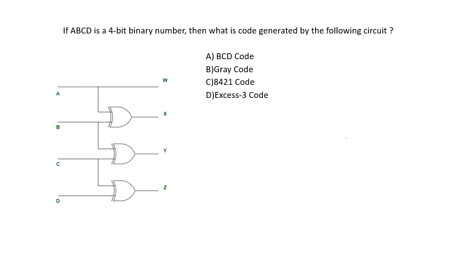This is a previous year ISRO question. If ABCD is a 4-bit binary number, then what is the code generated by the following circuit? Looking at the circuit, we can identify it as a binary to gray code converter.